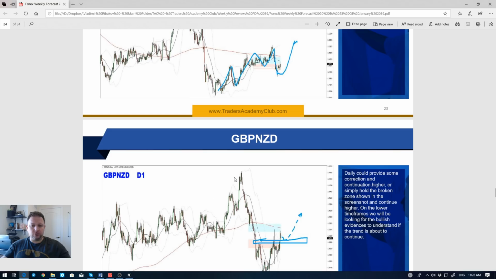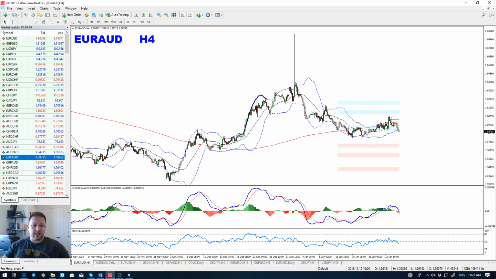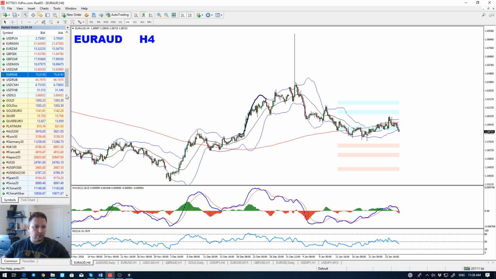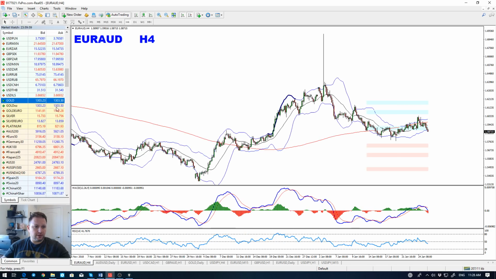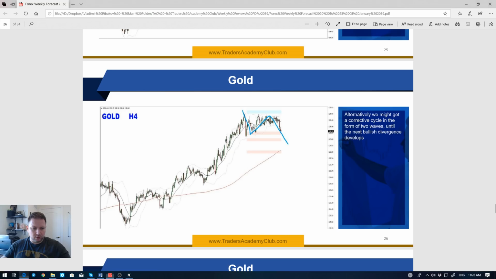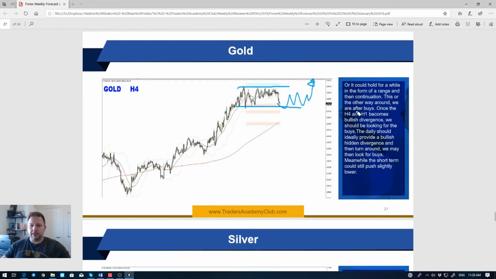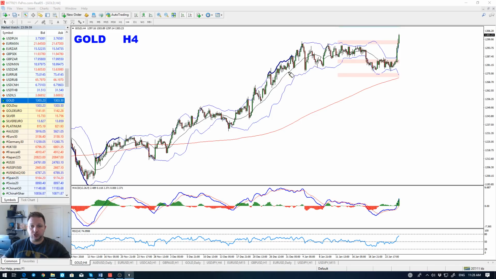So now we are back to the commodities. Our plan with the gold was to get the retrace and look for the buys. So let's find our gold. Okay, so basically, let me go here. We wanted to see two waves or a range, right? Like a fake breakout of the range here, and to see that continuing upside. So basically, that's pretty much what we saw, right?